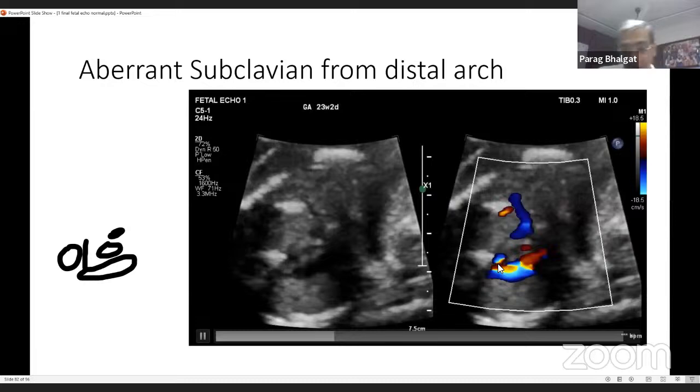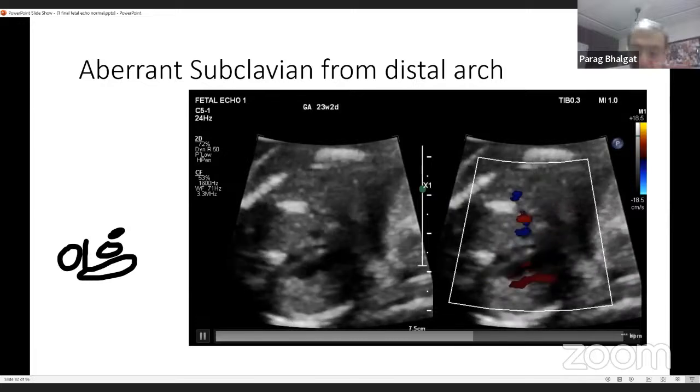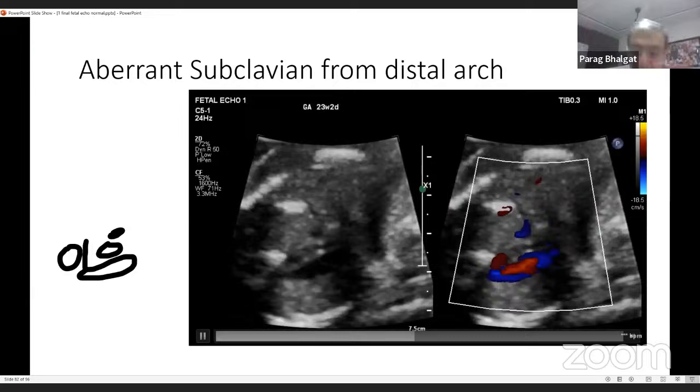In cases of interruption, we can appreciate the entire length of the aberrant right subclavian. Interruption in this case.